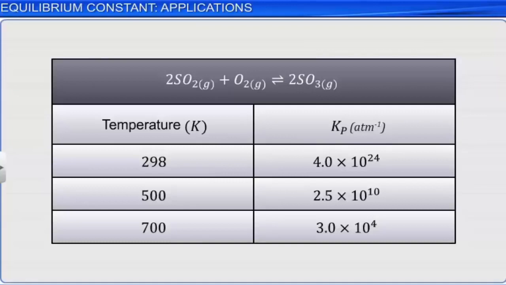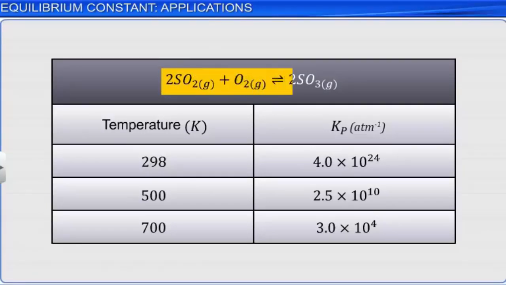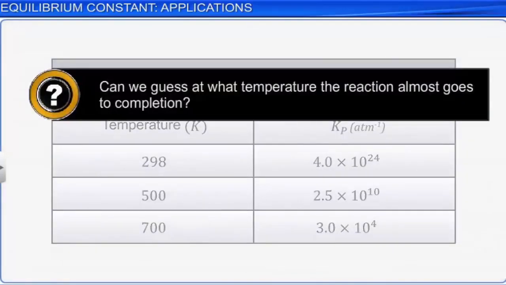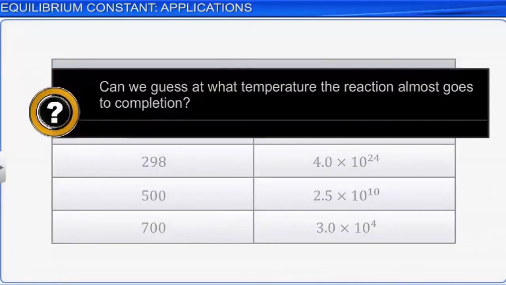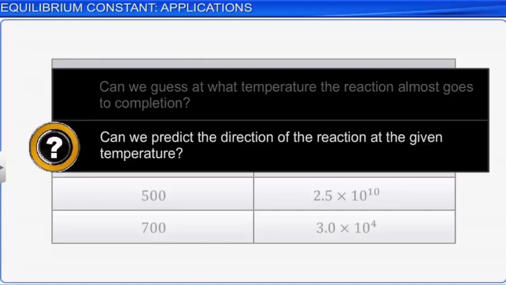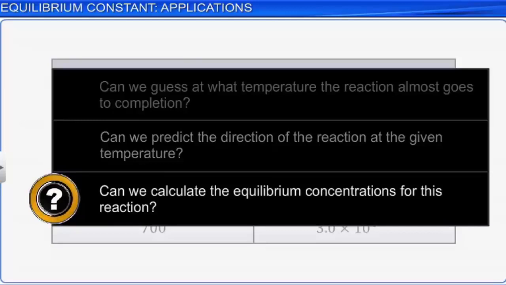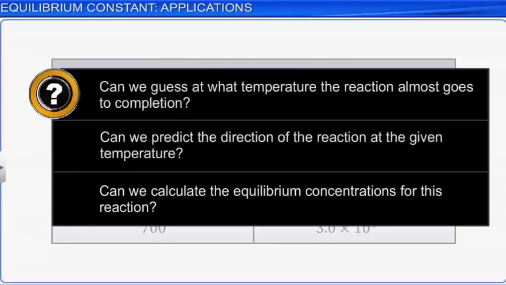Given in the table are the equilibrium constants at various temperatures for the gaseous reaction of sulfur dioxide and oxygen to form sulfur trioxide. Can we guess at what temperature the reaction almost goes to completion? Can we predict the direction of the reaction at the given temperature? Can we calculate the equilibrium concentrations for this reaction? Let us see if the equilibrium constant helps us in answering these questions.